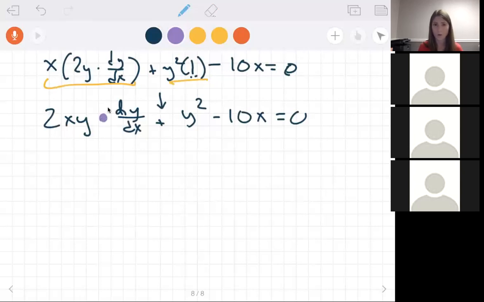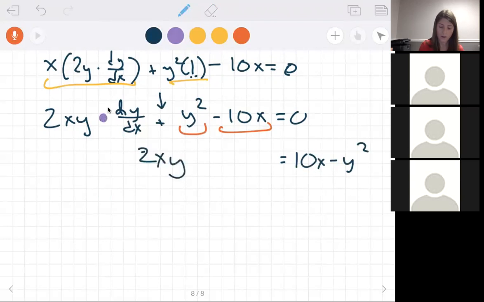So again, just look everywhere to make sure you see where the multiplication is. I'm going to highlight that in purple, and where you see the additions are. Because if we're thinking about solving for dy dx, we want to get our y squared term and our 10x on the other side. Let's do that. So add 10x minus y squared. And then that leaves us with 2xy times dy dx.